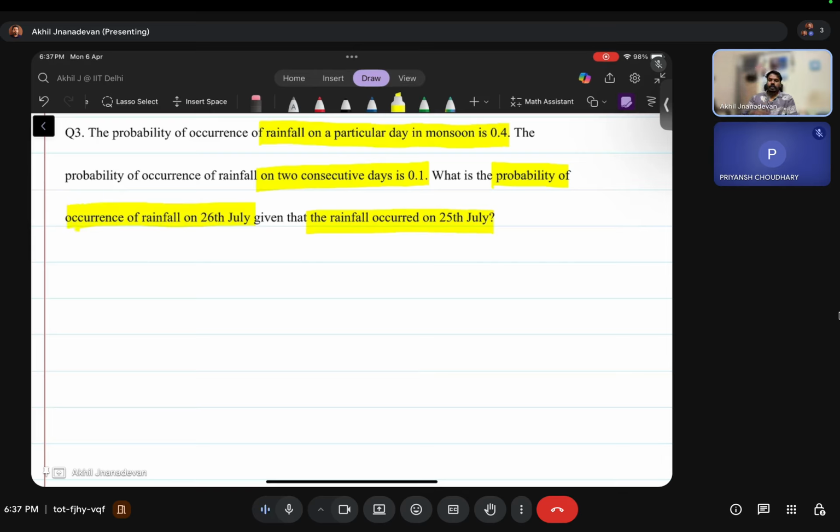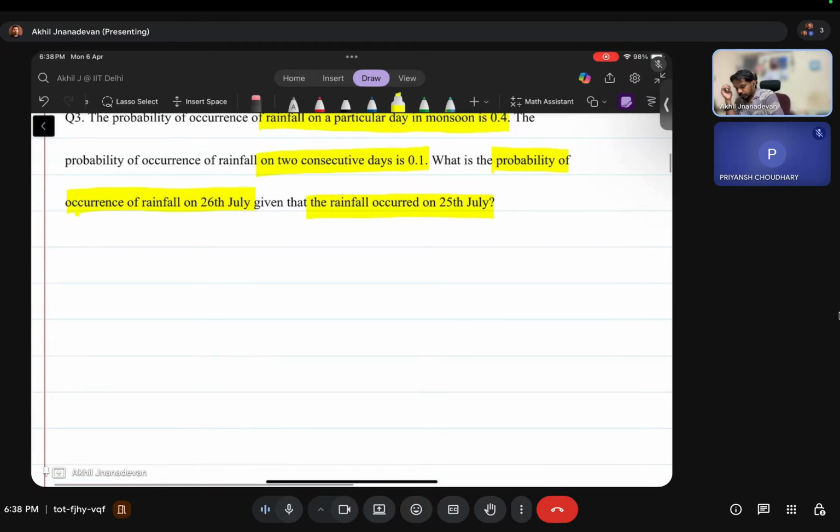So this is the concept of conditional probability that we would have seen, right? Here one condition is given: on 25th July it was already a rainy day. Then they are asking whether it is a rainy day on 26th. The condition is already given. And these are monsoon months only, right? The monsoon is basically June, July, August, and September. And we know the probability that a day in the monsoon is a rainy day is 0.4. That is also given.